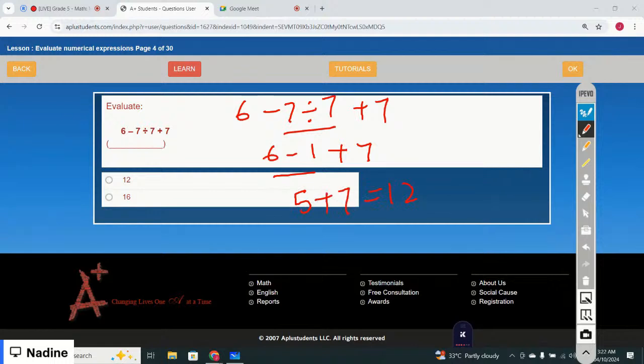If you have any question, you can ask. I will clear your confusion. Whatever you are confused about, you can write it also, please. The correct option is 12.